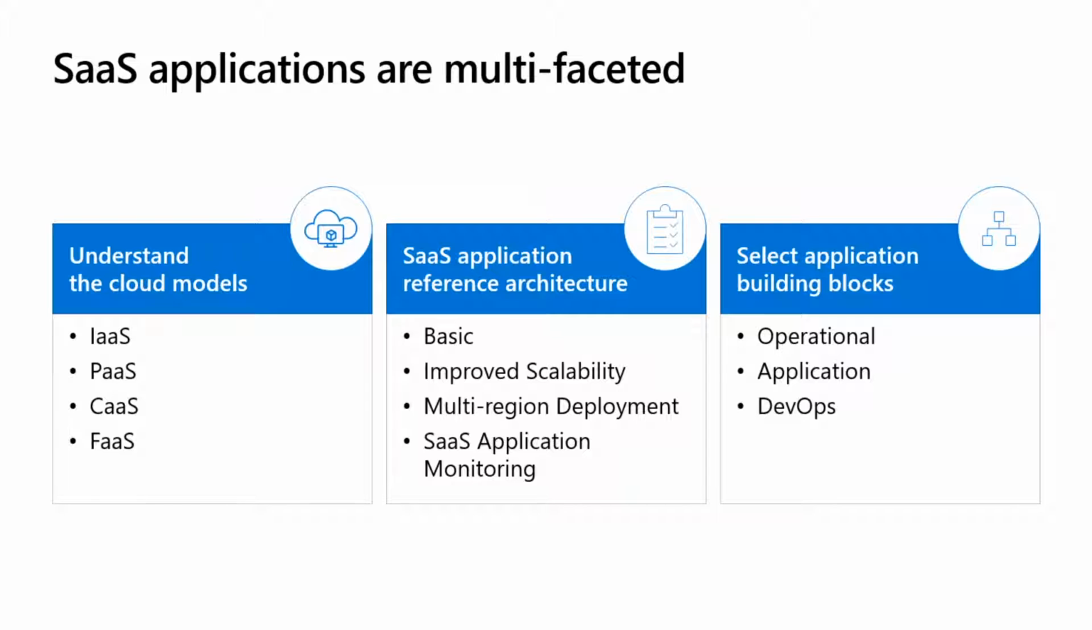We have today 4 cloud models that we can utilize to build our solutions: infrastructure, platform as a service, container as a service, and function as a service. Then we have more than 20 years of experience in the industry developing SaaS applications. So you're going to see a lot of different reference architectures, from very basic models to models that will expand at a global level. The last part is selecting what are the building blocks that really make sense for your solution. So, I have 3 main blocks, and then we'll go over those from the operational, application, and DevOps level.